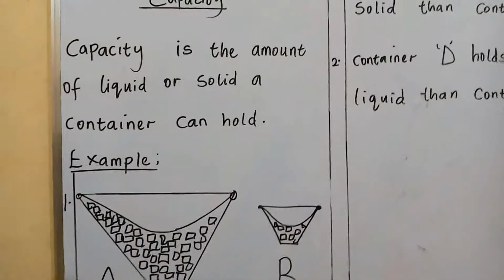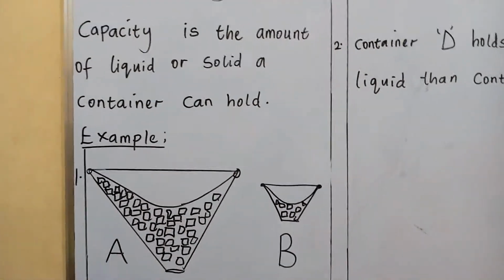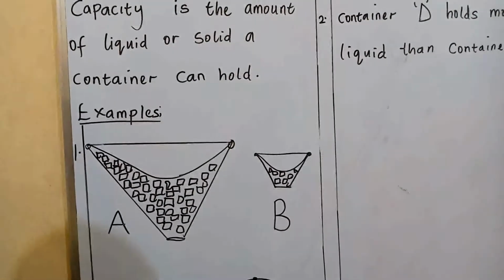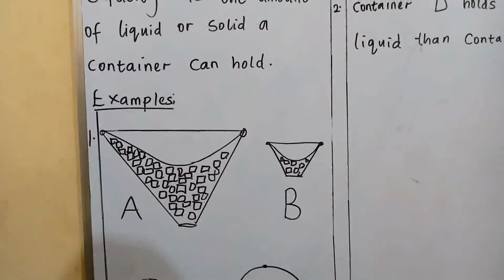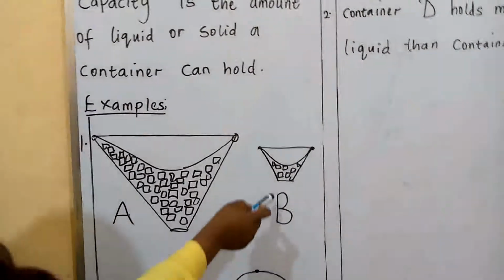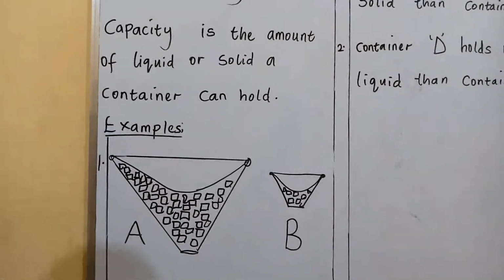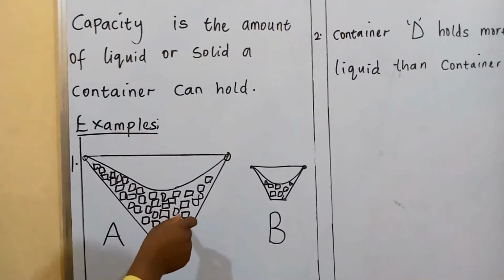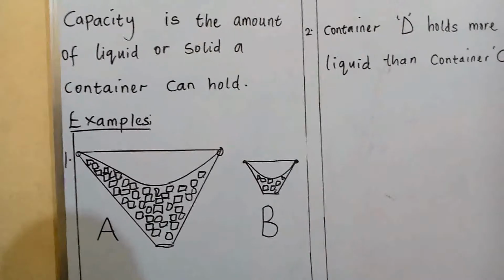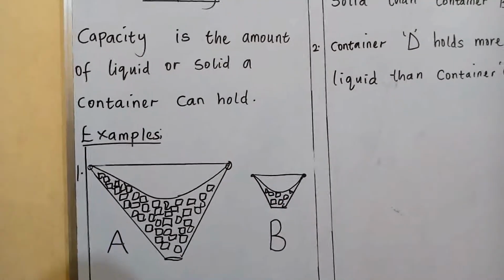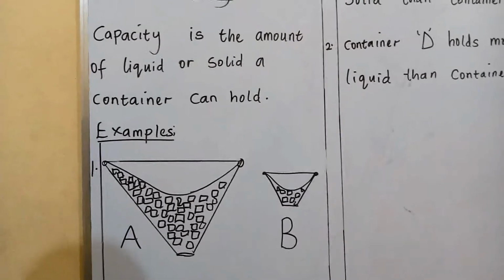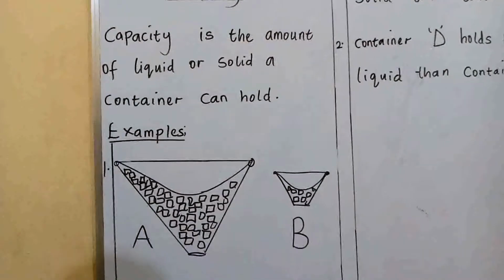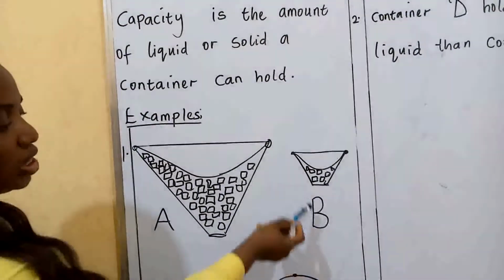Here we have some examples below. Example number one. This is your big container and this is your small container, and we label them container A and container B. Inside container A we have lumps of sugar, and container B also contains lumps of sugar, in solid form. So which of these containers holds more solid? Is it container A or container B?